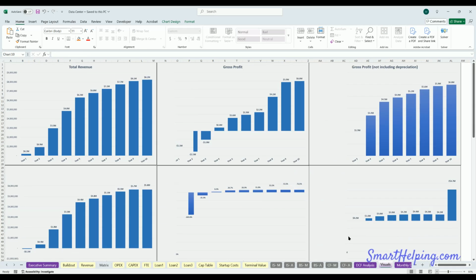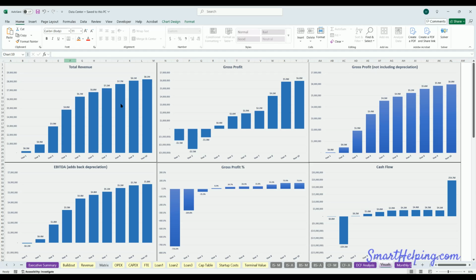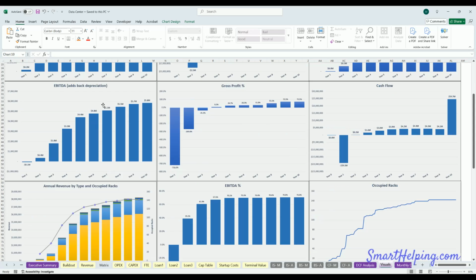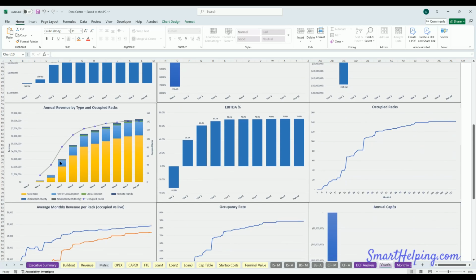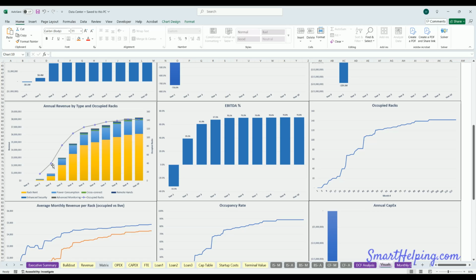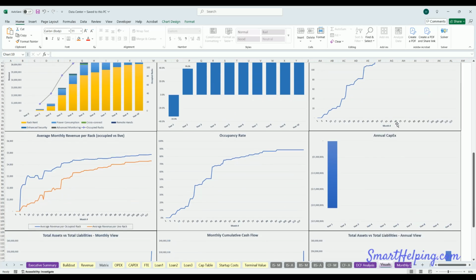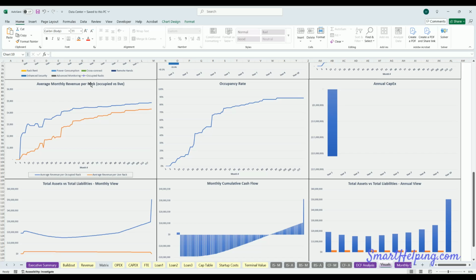Visuals, let me zoom out a little bit on this. So total revenue by year, gross profit without depreciation accounted for, EBITDA, gross profit margin, cash flow, annual revenue by revenue type, as well as occupied racks over time, EBITDA margin, total occupied racks on a monthly view, average monthly revenue per rack occupied versus live. So of what racks are live, how much revenue are you getting per rack? And of the occupied racks, how much are you getting on average per month in revenue?